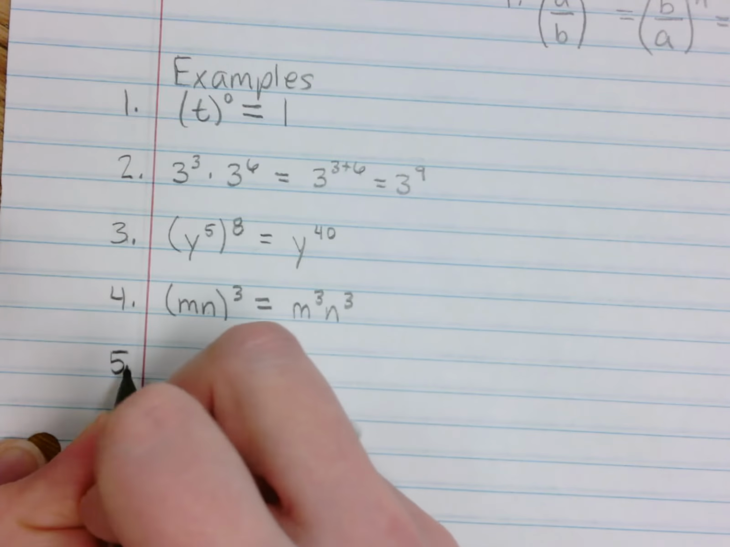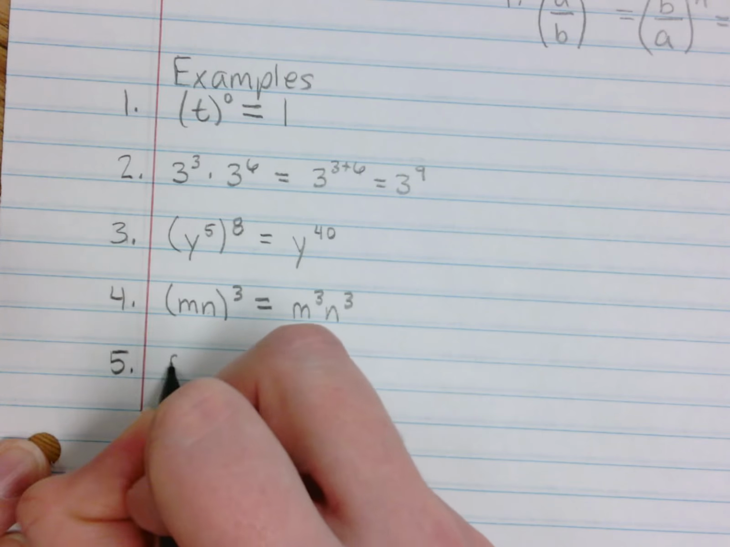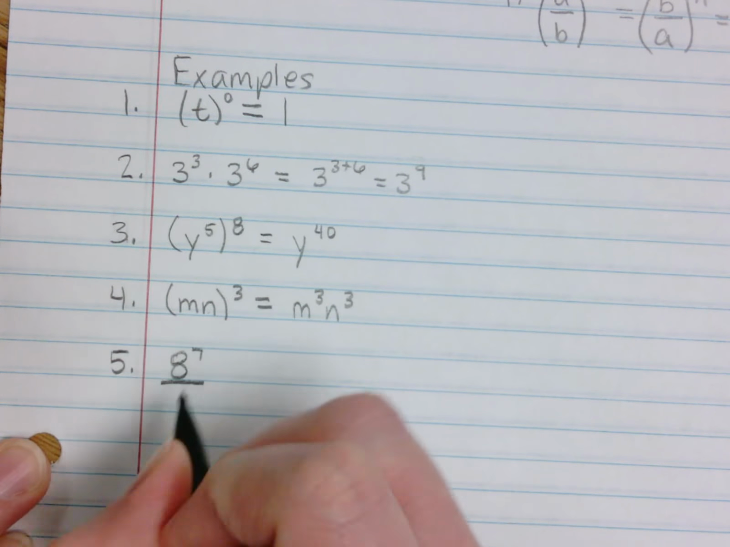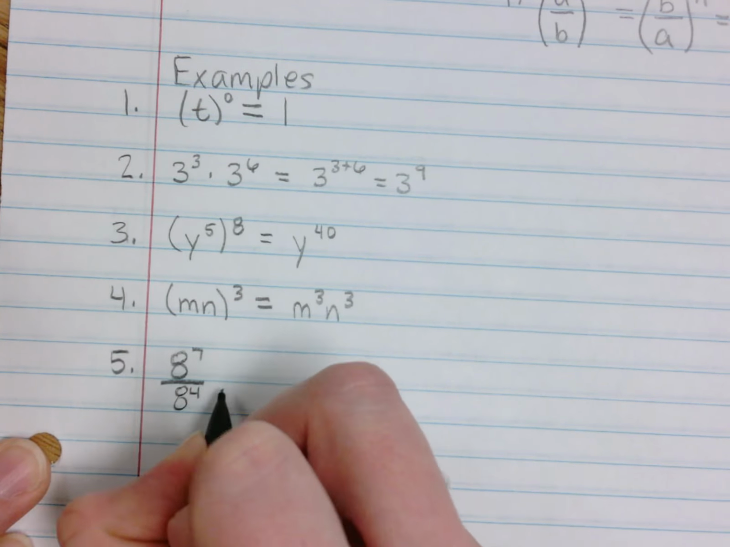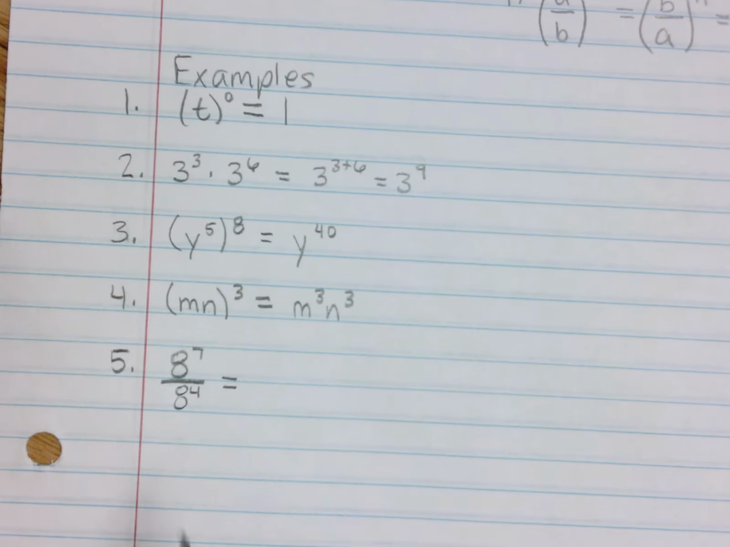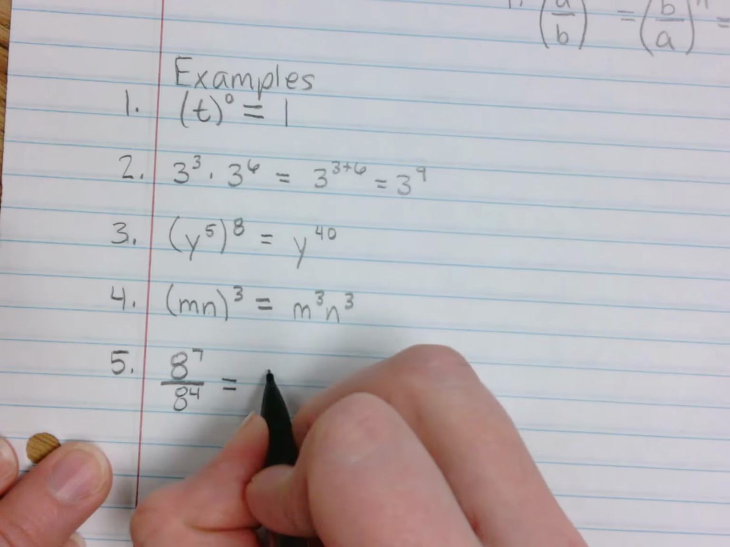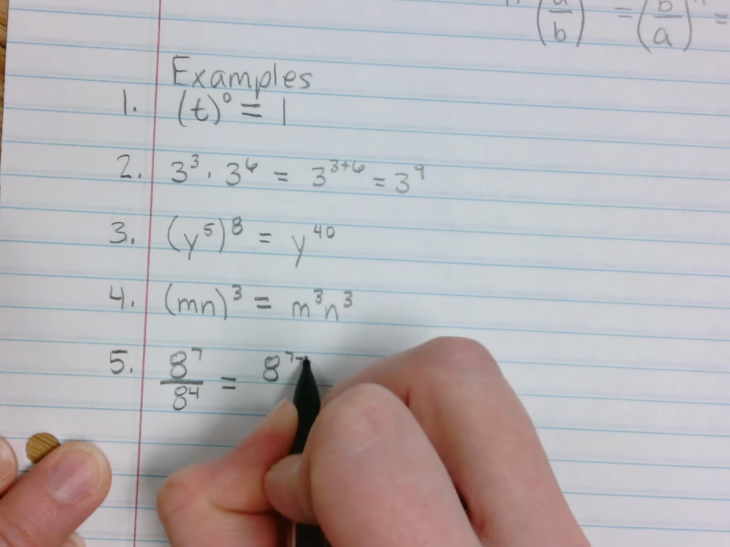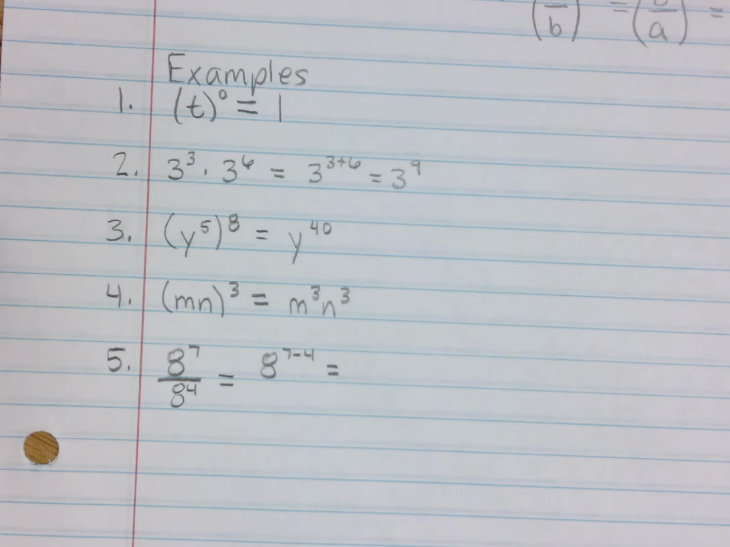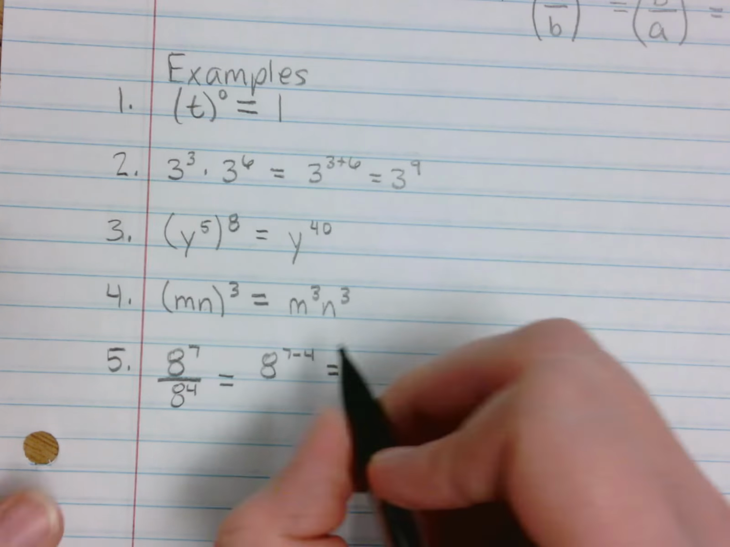For number 5, we have 8 to the 7th over 8 to the 4th. Again, since it's all numeric values, you could actually check it with the calculator, but be sure you use your exponent properties first. 8 to the 7th and 8 to the 4th, they have the same bases, so we're going to subtract their exponents. So 8 to the 7 minus 4. 7 take away 4 will give us 3.